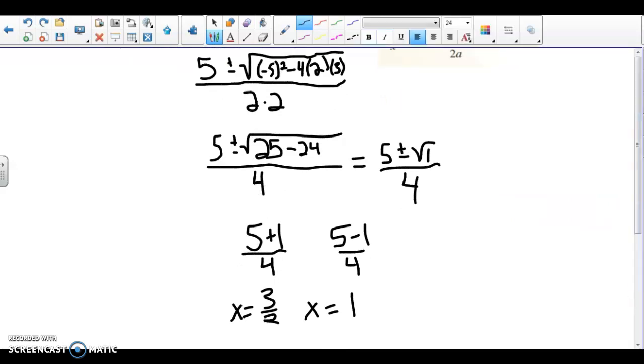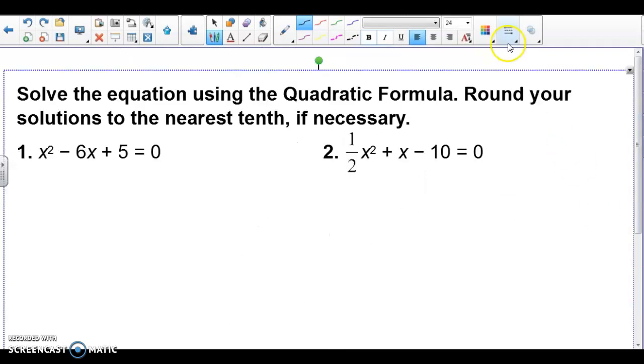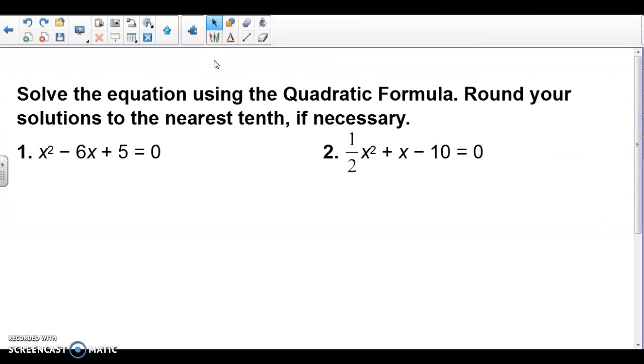So why don't you guys do me a favor, try these two out. Pause the screen, and in a second I will just resume it and we'll go over them together. If you want to fast forward and just get to the answer after you've tried it on your own, you can do that, of course.